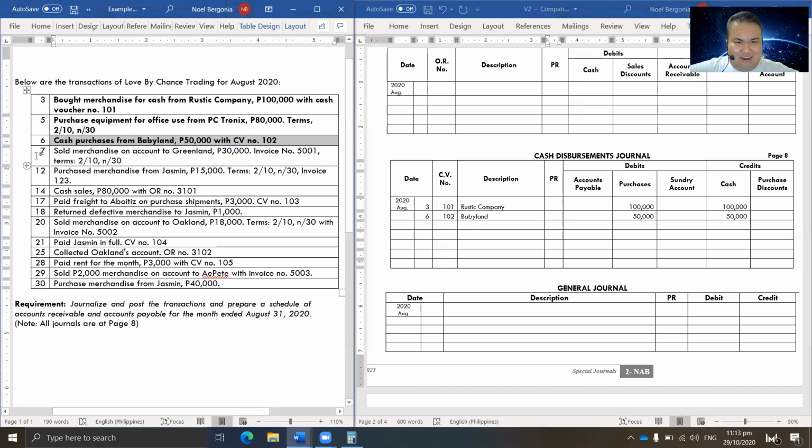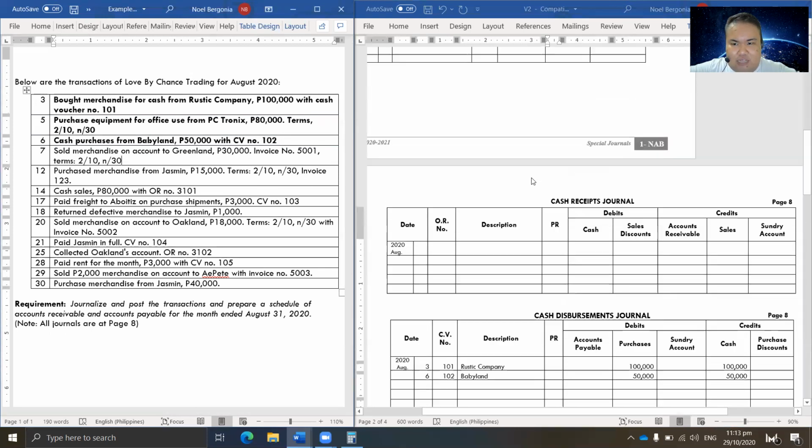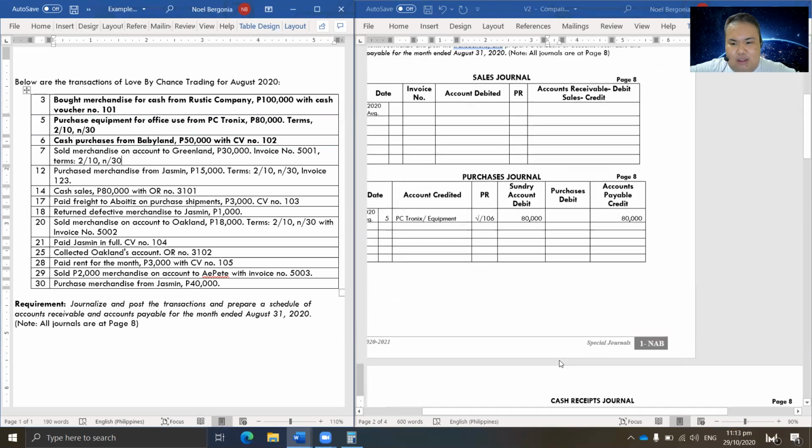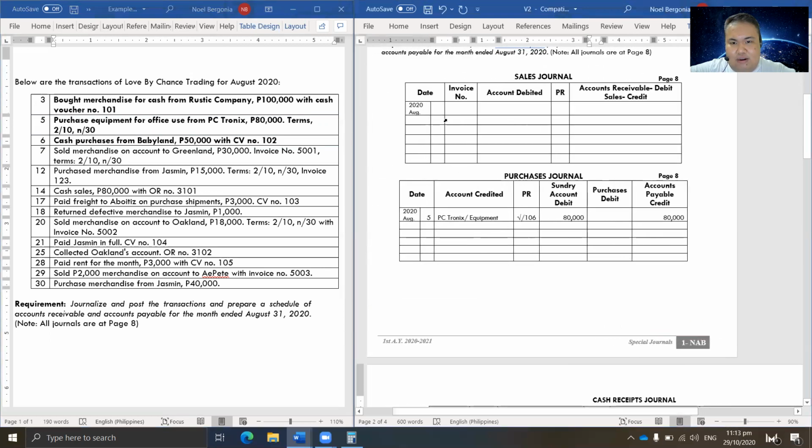Okay, so next on August 7, sold merchandise on account. We sold merchandise on account, which means that we will now be using the sales journal, di ba? To Greenland. So si Greenland yung customer natin, 30,000, invoice number 5001. The term was 2/10 and over 30. Okay, so punta tayo sa sales journal. Okay, so we have the sales journal here. What's the date? Okay, August 7. The invoice number was actually 5001.